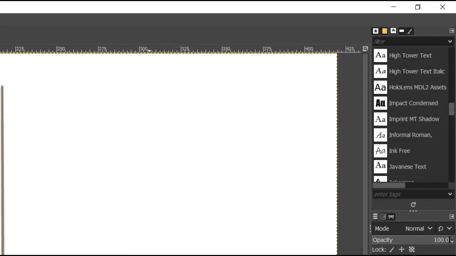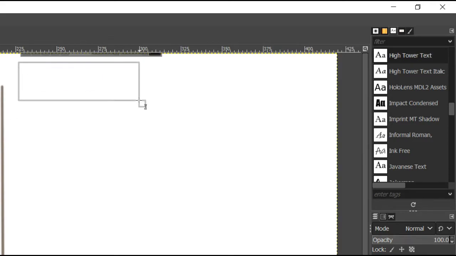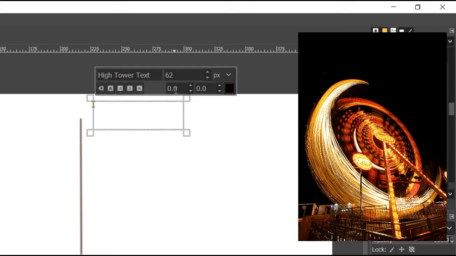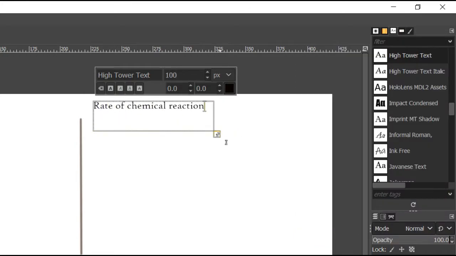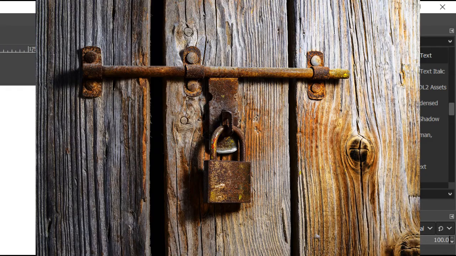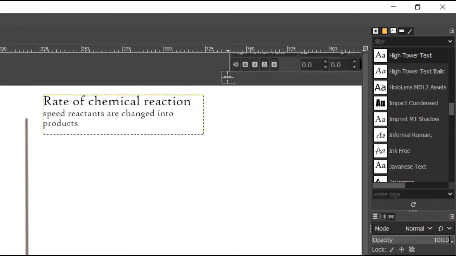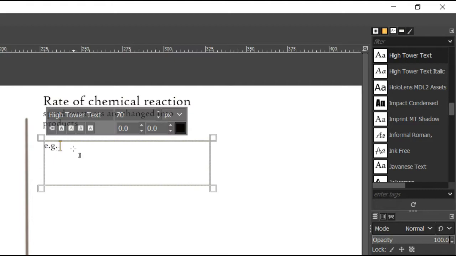Topic 6. The rate and extent of chemical change. The rate of chemical reactions is determined by the speed the reactants are changed into products. E.g., iron rusting is slow, but burning is fast, and magnesium plus acid is in the middle.